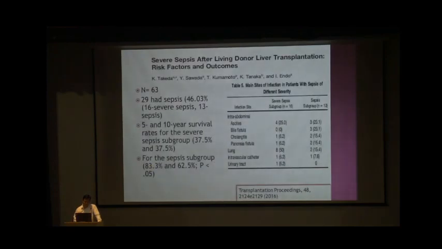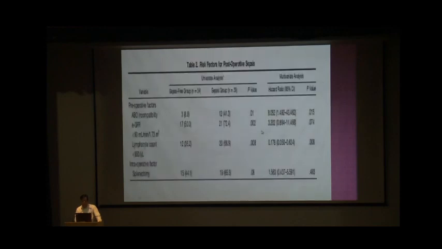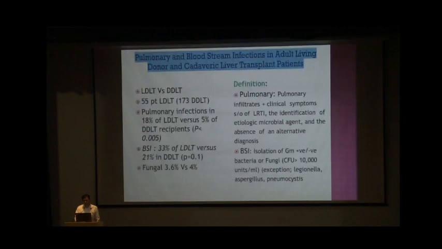which was associated with increased risk of infection. In another study published in 2016, of 63 patients, 29 had sepsis. Again, this group looked into the severe sepsis group, and their survival was quite low in comparison to non-sepsis patients. And the sepsis subgroup also had low 5-year and 10-year survival in comparison to the no sepsis group. And these are the sites of sepsis, and they looked into the risk factors for sepsis, which are ABO incompatibility and a lymphocyte count of less than 850.